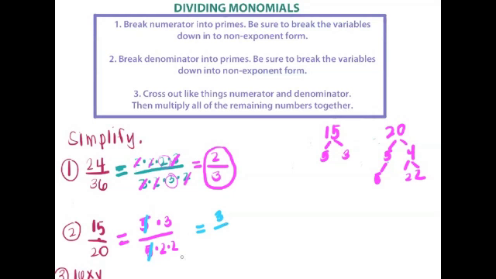And on the bottom I have a 2 and another 2, so 2 times 2 is 4. And I circle that up, and there's my final answer, 3/4. Okay?